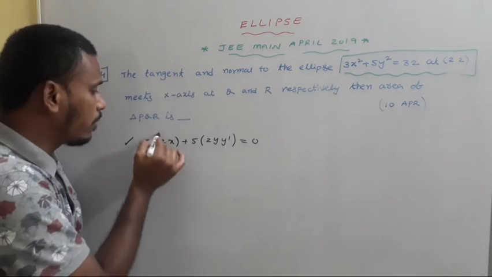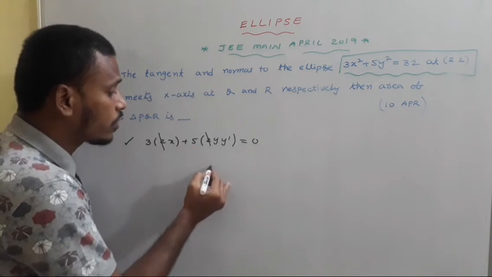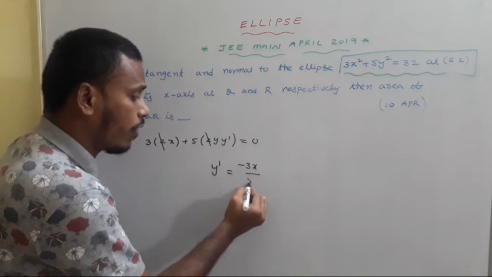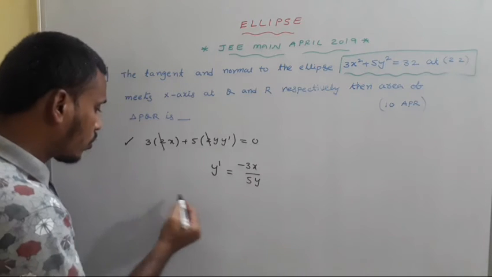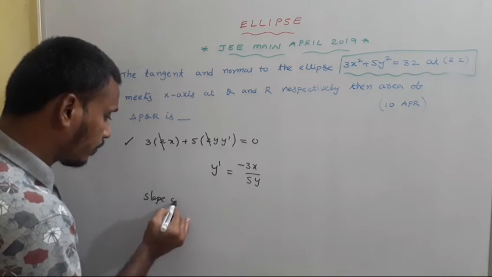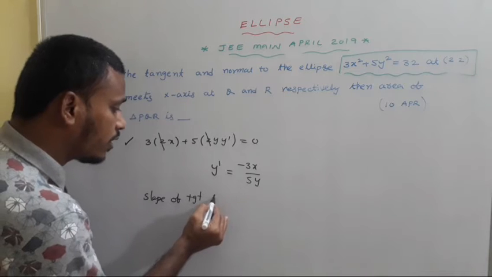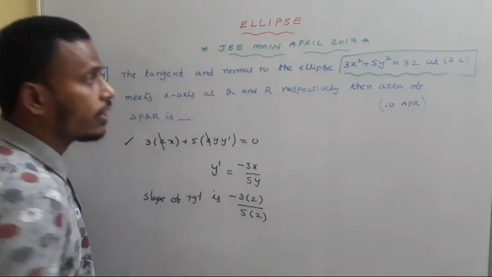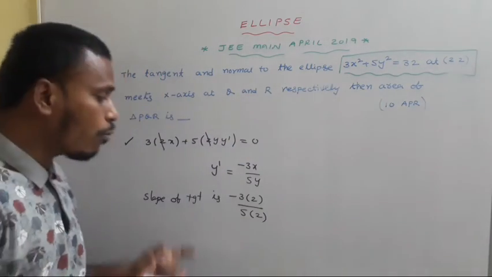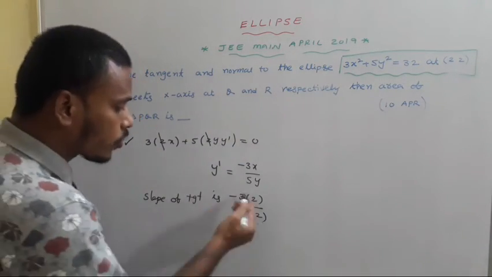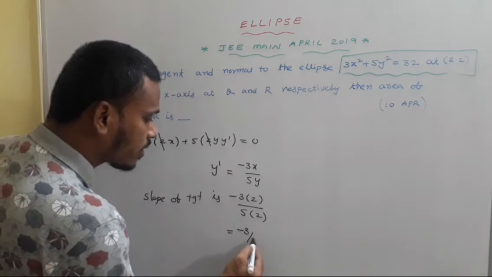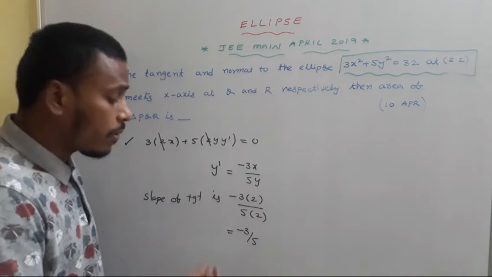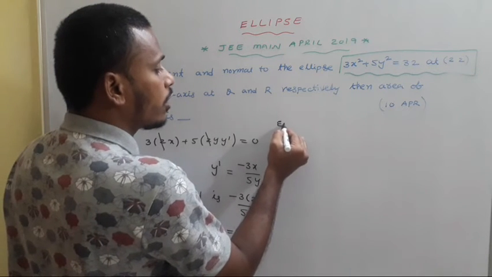Then simply remove this 2. What is y'? y' is simply dy by dx, which is minus 3x by 5y. So what is the slope of tangent? Now slope of tangent is minus 3 into 2 divided by 5 into 2, because at the point (2, 2) we are calculating the tangent. The 2 and 2 cancel, so the slope of tangent is minus 3 by 5. Since slope of tangent is minus 3 by 5, the slope of normal is 5 by 3.